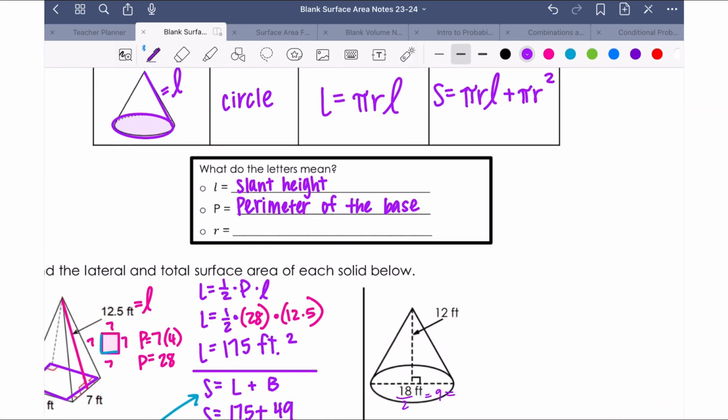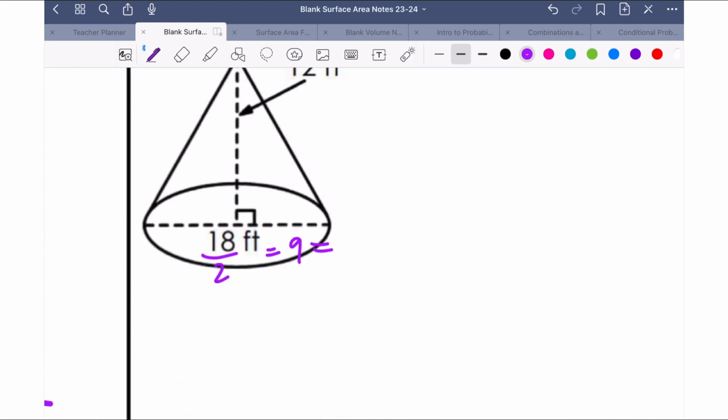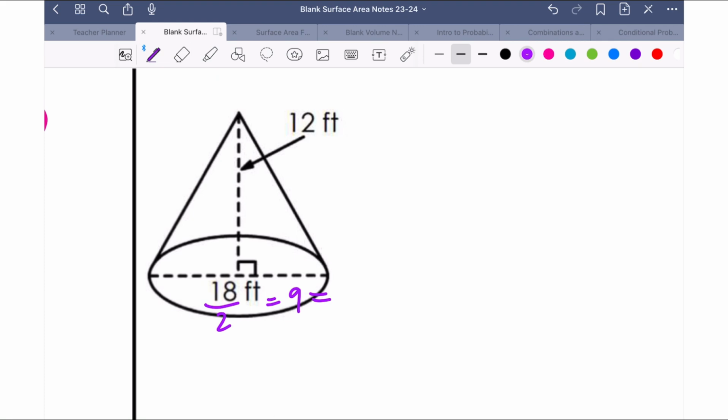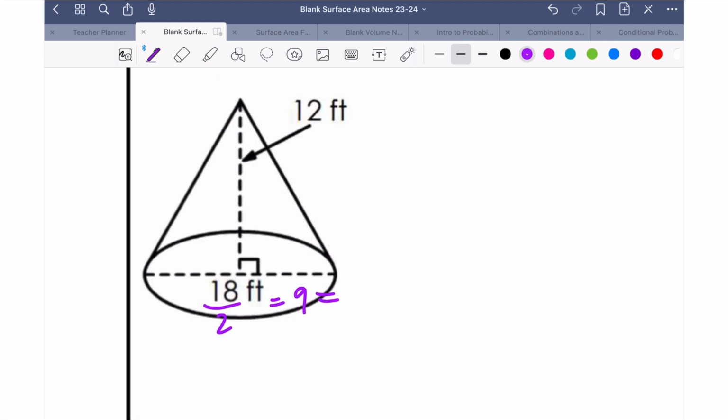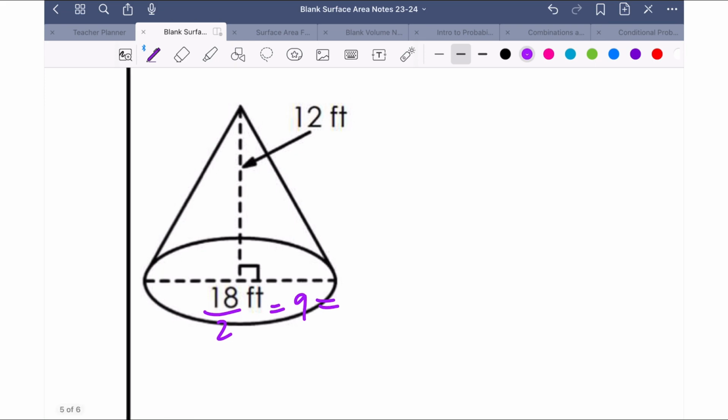Here's the first cone. And I actually already have some work on it. So why did I divide by 2? Why did I divide 18 by 2? Because that's the diameter. If you guessed that, good job. Or if you knew that, good job. And so half of 18 is 9. So 9 is my radius. Okay, put that on your notes so you know that.